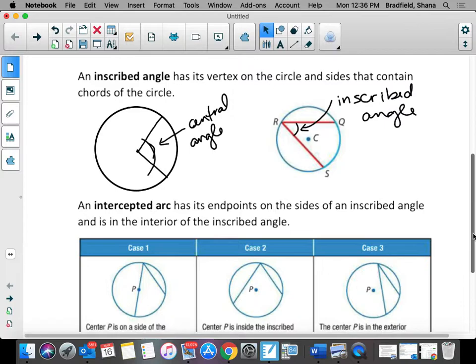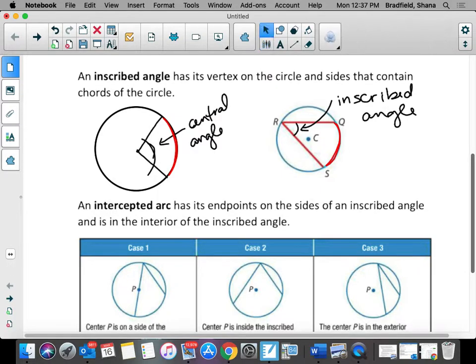As part of these angles, we have an arc here, and you'll see we have an arc QS over here. It says an intercepted arc has its endpoints on the sides of an inscribed angle and is in the interior of the inscribed angle.